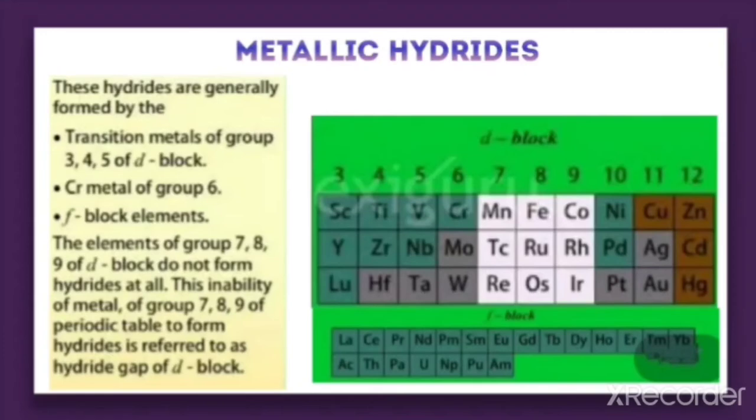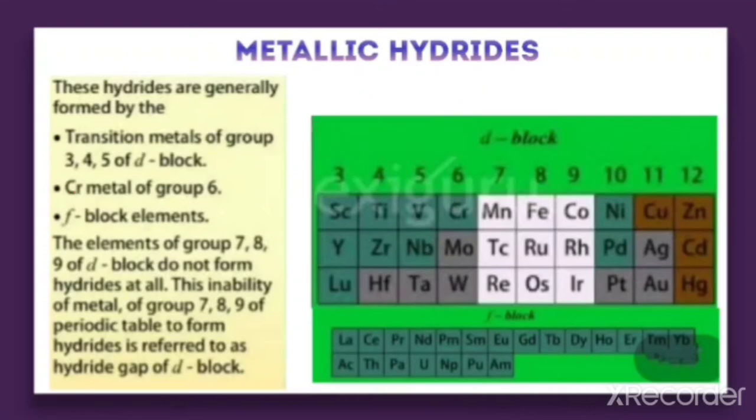The next type of hydride is metallic hydride. These hydrides are generally formed by D block elements and F block elements. So which groups of D block are involved in this? That is the third group, fourth group, fifth group of D block elements, and chromium from the sixth group, and the F block elements. So these elements form hydrides, which are called metallic hydrides.